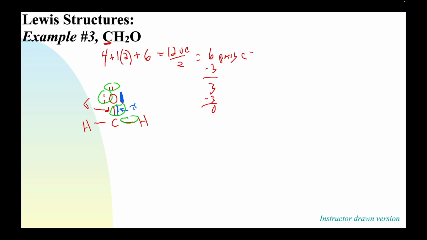Now, let me erase some of these bonds I've just drawn because it's kind of messy. Carbon has a double bond to oxygen. It has 2 single bonds to hydrogen, and that would be the Lewis structure for the molecule, all right? Kind of cool. Maybe I should draw it down here again because that's kind of messy. There we go, C double bond O, H, H.